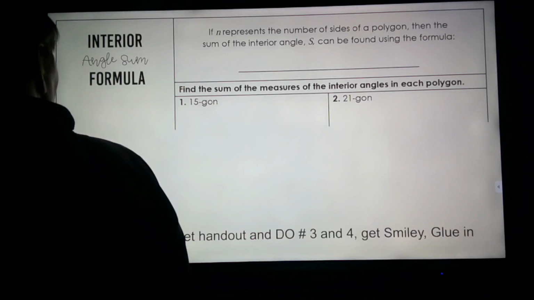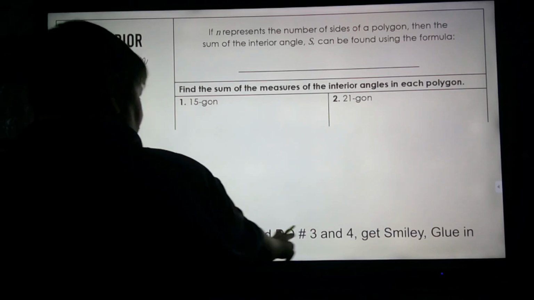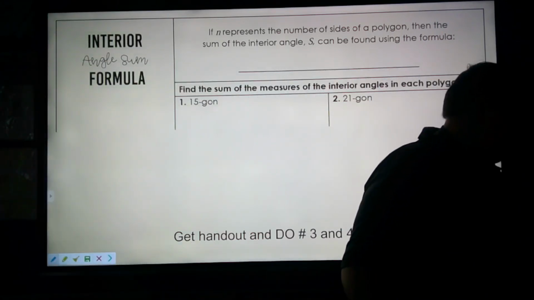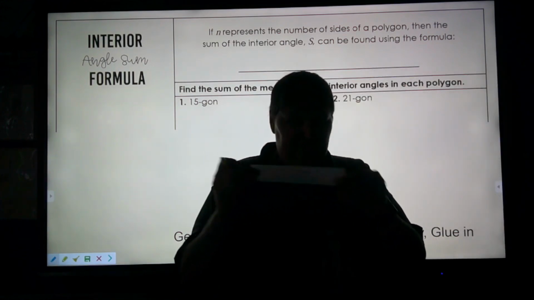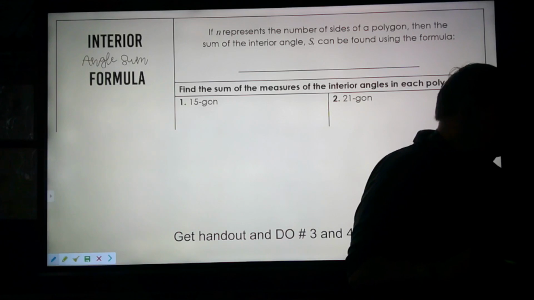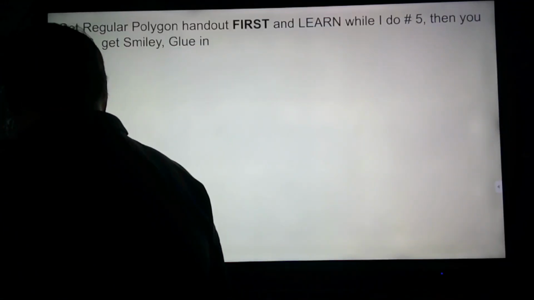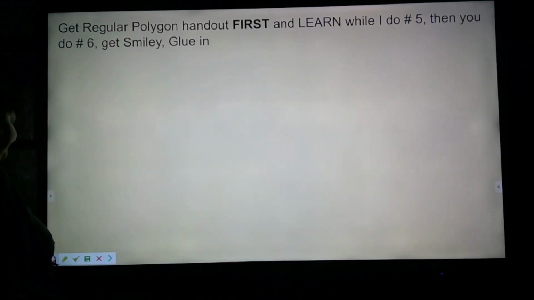All right, the next one says get handout, do 3 and 4. So you need to get the handout. Well, I already showed you the handout for 3 and 4. Right? I told you to ask your neighbor, don't cheat. It's because I keep thinking ahead. It's okay. We'll figure it out.